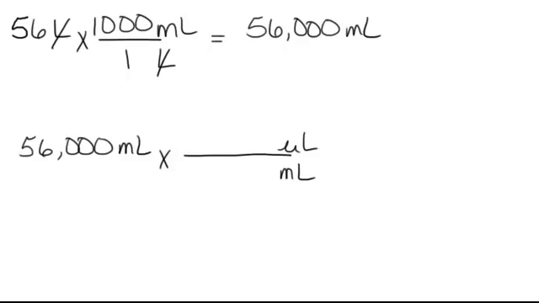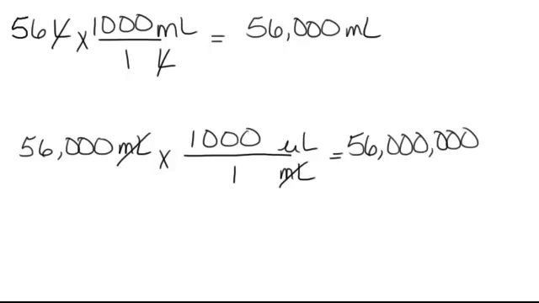Again, we come back up here to our conversion factors and we identify one that has both milliliters and microliters in it. And we can see from those that in 1 milliliter, we have 1,000 microliters. We can then do the math. We can cancel our milliliter units. And if we multiply straight across, now we get 56 million microliters. Okay. And then we can fill that in there.